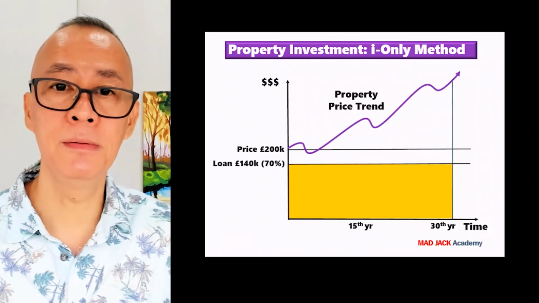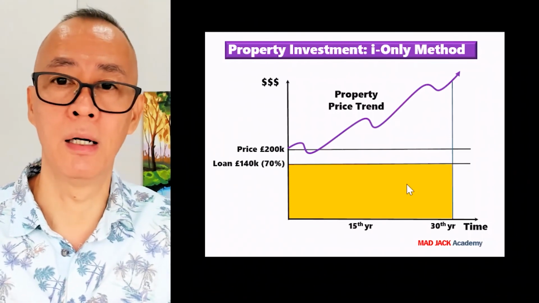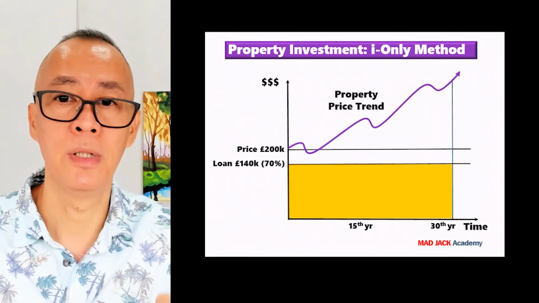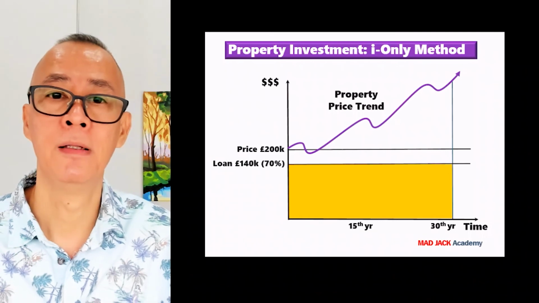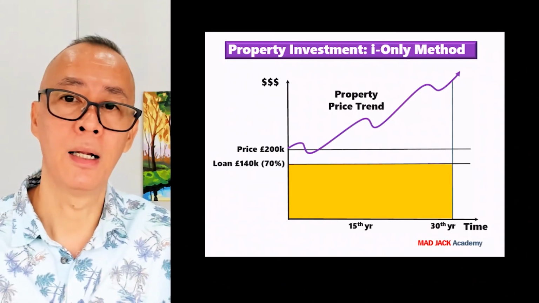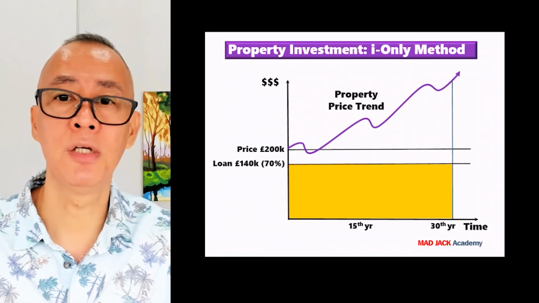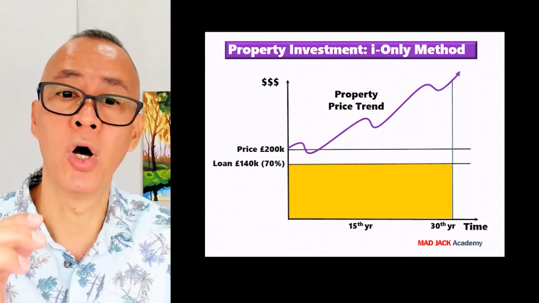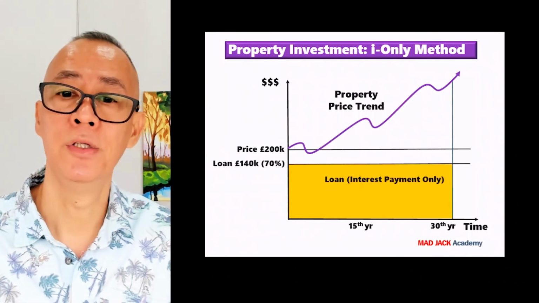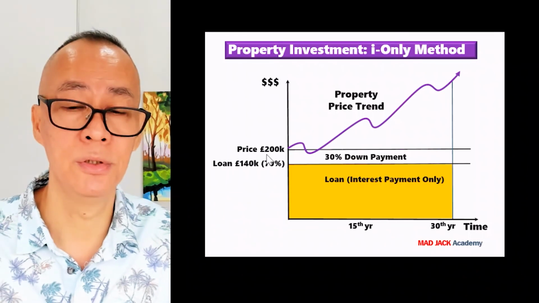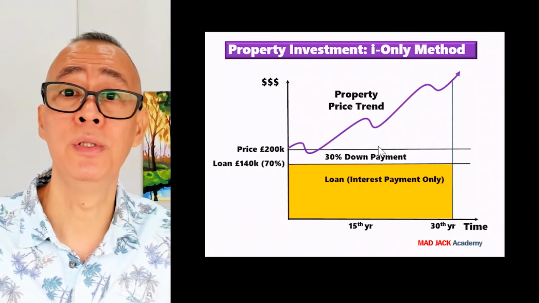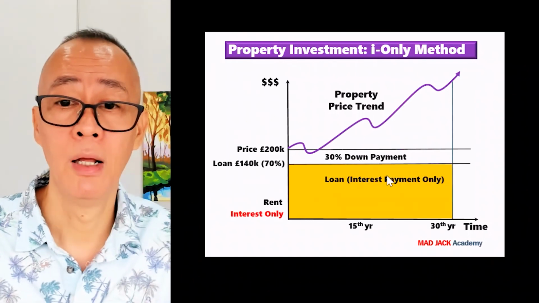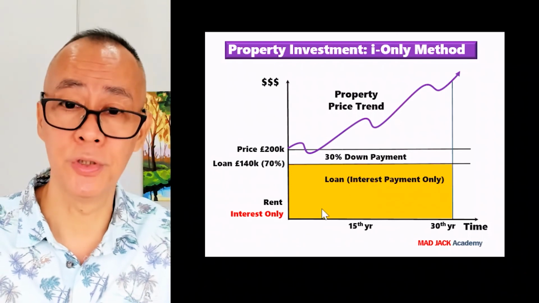Now I'm going to talk about the next topic, completing the property. For property investment in Singapore, our banks are very conservative, so you must pay principal and interest, like the model I talked about earlier. In other countries, especially the UK, you can have what is called an I-only method. I stands for interest only, which means you pay interest only on your loan. So this same property at 200,000, you put in 30% down, then you have a loan, and you pay interest only. That is the beauty.